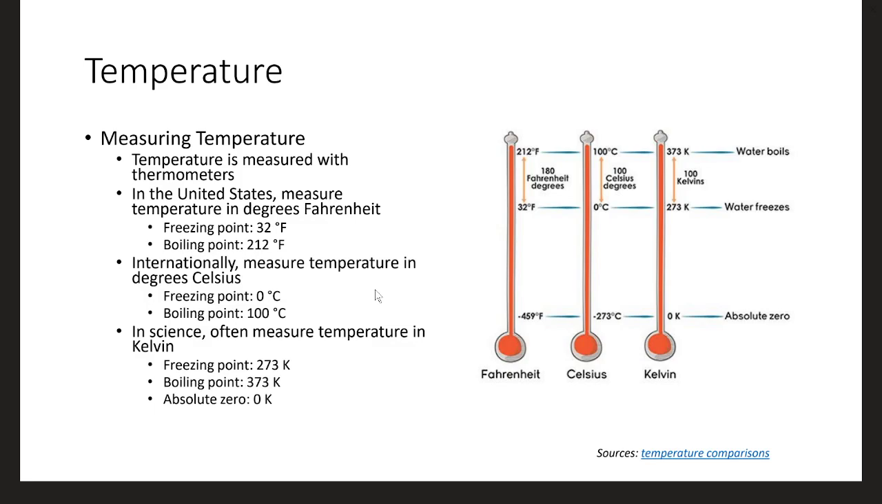Okay, measuring temperature. We measure temperature with thermometers. We use Fahrenheit, and the freezing point is 32 degrees Fahrenheit, and the boiling point is 212 degrees Fahrenheit. A lot of places around the world prefer Celsius. The freezing point is 0, and the boiling point is 100.